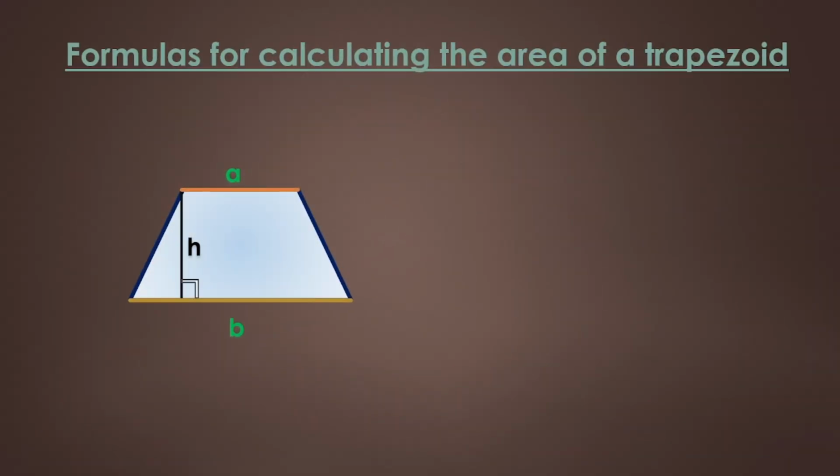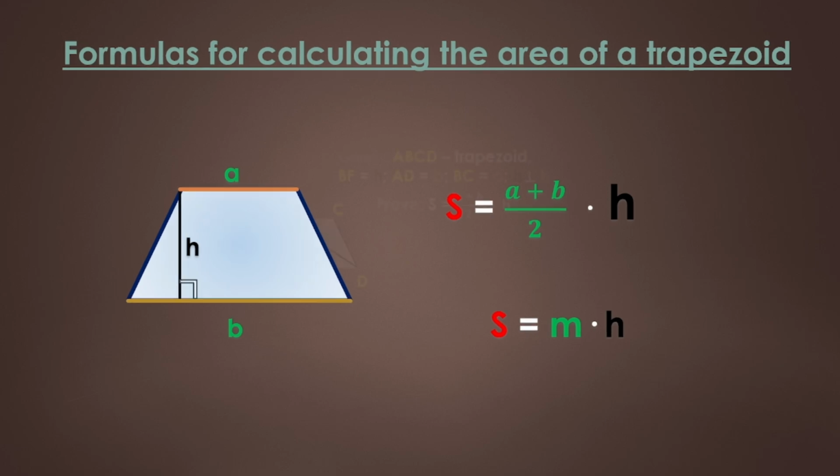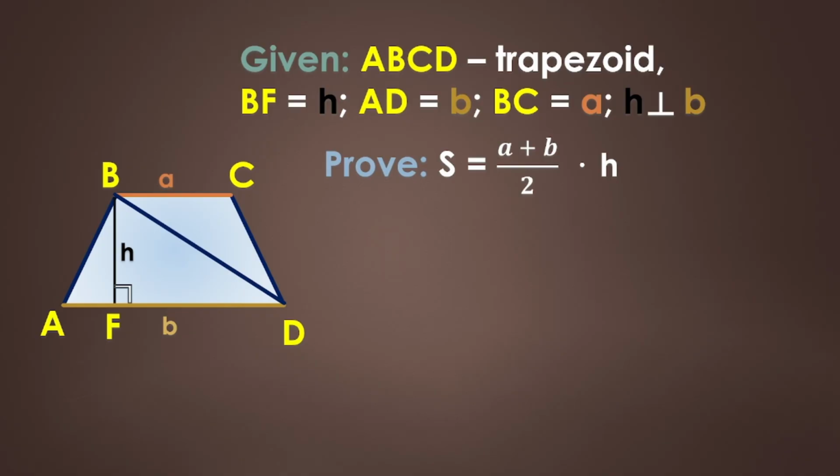Most of the time, we find the area of a trapezoid using this formula, which means that in order to define the area of the trapezoid, we must multiply half the sum of the bases by the height. So S equals (A plus B) divided by 2 times H, where A and B are the bases and H is the height. Or we can simplify this formula and it will be S equals M times H, where M is half the sum of the bases. Now let's prove why we calculate the area of a trapezoid using this formula.